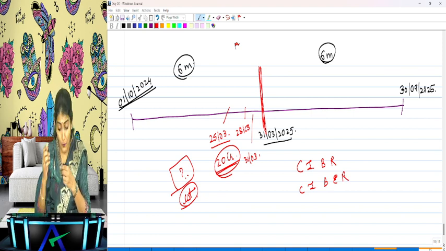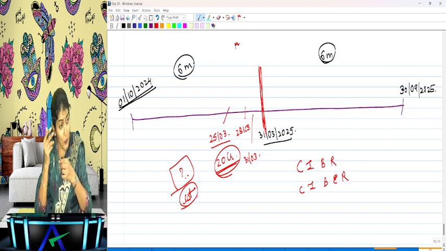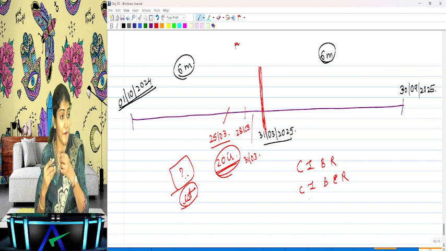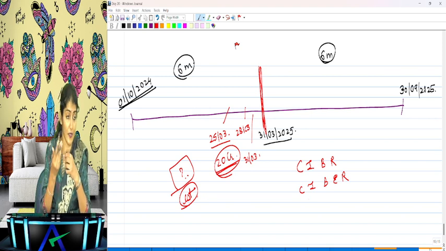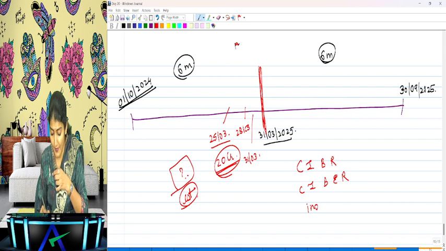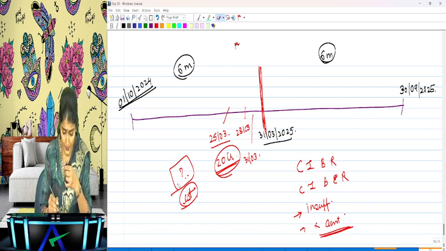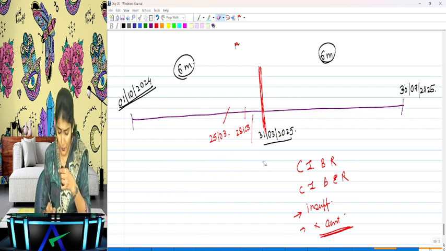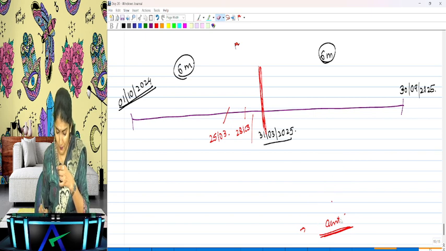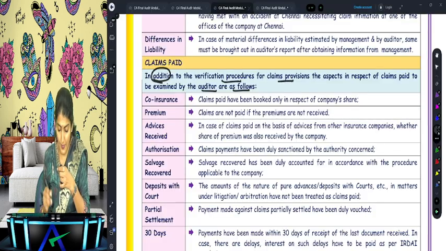Right? And another case, where the insurance company is not paying. Why is it not paying? Due to the insufficiency of the funds, or the insurance company has not yet determined the amount which is required to be paid. Right? So all this will lead to the claims provision. Are you understanding this, everyone? All this will lead to the claims provision.